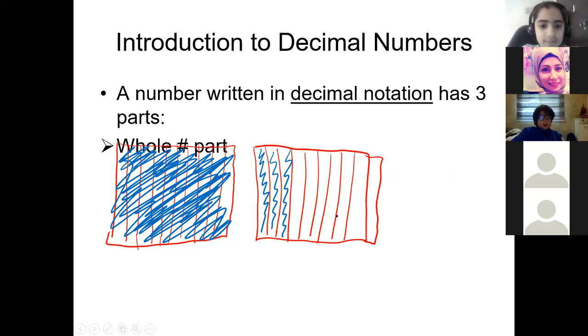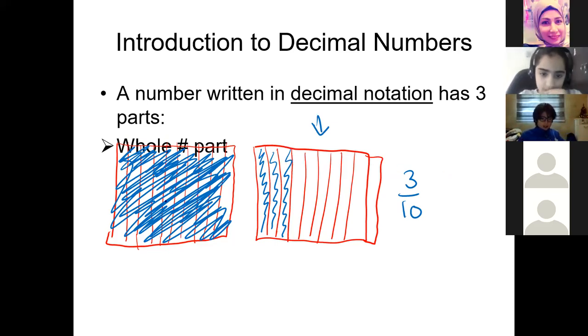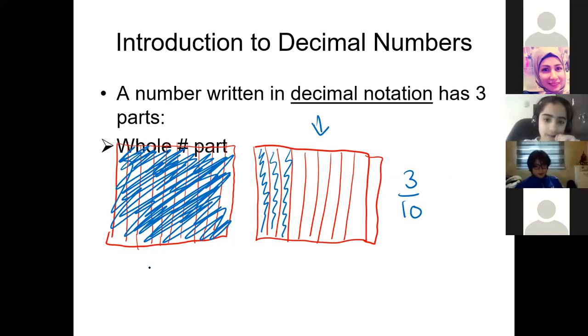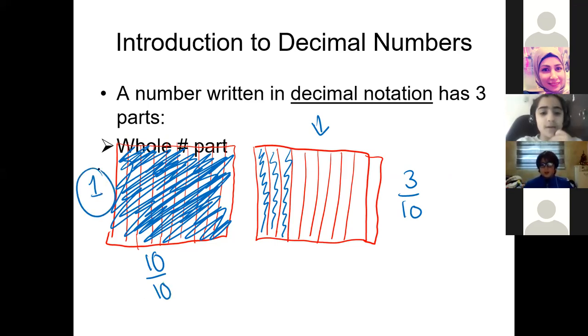The fraction that represents the colored part in this square: 3/10. Excellent. What is the fraction that represents the colored part in the first square? 10 out of 10. We colored 10 parts out of 10. So it's the same as 1. Equal to 1. Okay. Listen carefully.